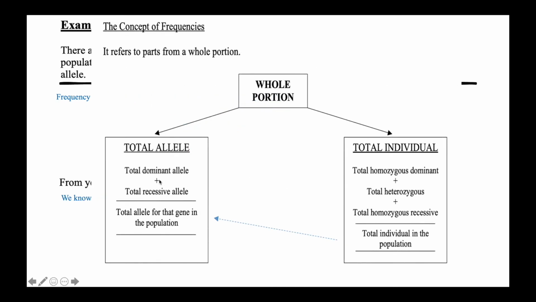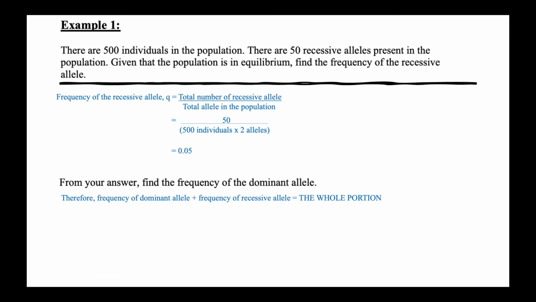We know that the total number of dominant alleles plus the total number of recessive alleles will give you the total alleles for that gene in the population. Therefore, the frequency of the dominant allele plus the frequency of the recessive allele will give you the whole portion. In other words, p plus q equals 1. From here, we can find the value of p. p is equal to 1 minus q, so p is equal to 1 minus 0.05. Therefore, the frequency of the dominant allele, or p, is equal to 0.95.